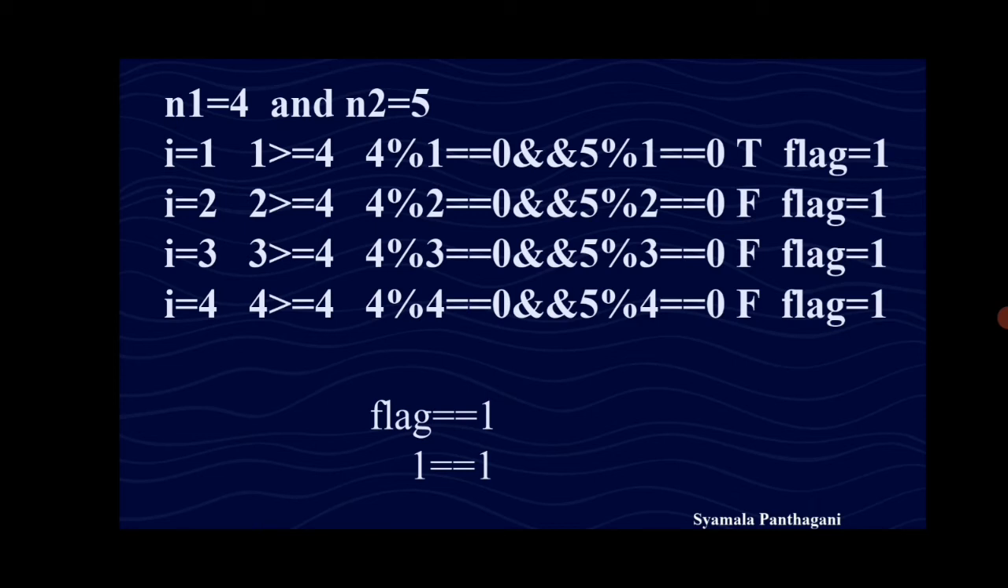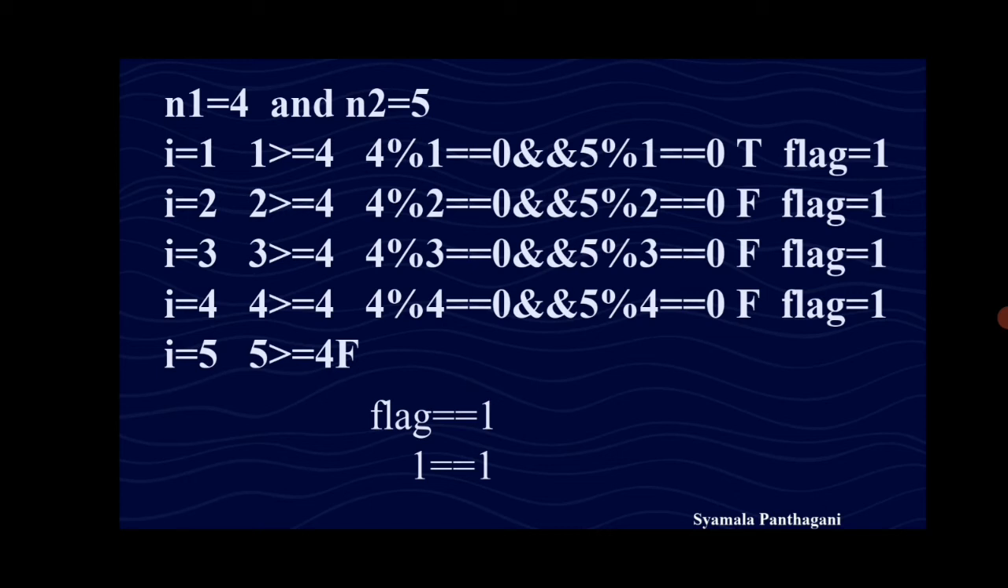But 5 mod 4 is equal to 0. That is false. That's why this whole condition is false. That's why the controller doesn't increase the value of the flag and just goes to the next iteration. I is equal to 5. 5 is greater than or equal to 4. This condition is false. That's why it simply comes out of the loop.